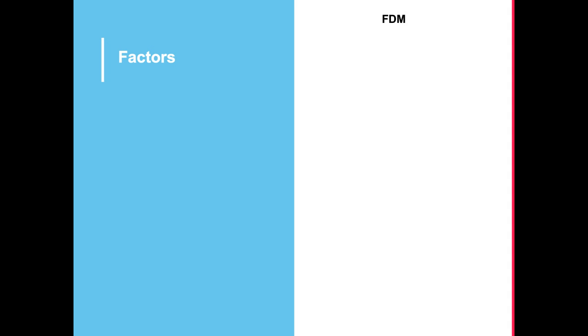So the first factor is FDM. FDM stands for Fused Deposition Modeling. It is really the process that you probably think of when you think of a 3D printer, laying one layer of plastic, or fusing it, depositing it on another. FDM.